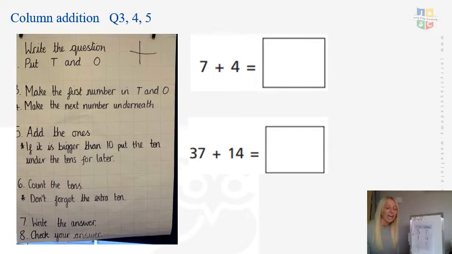Fantastic. Now I can count the tens, but remember, don't forget to count the extra 10 that you've exchanged. So I need to do 3, add 1 more, easy peasy, is 4. Add another one is 5. Fantastic. So I've got 5 tens. So my answer is 51. Don't forget to write your answer in the box.